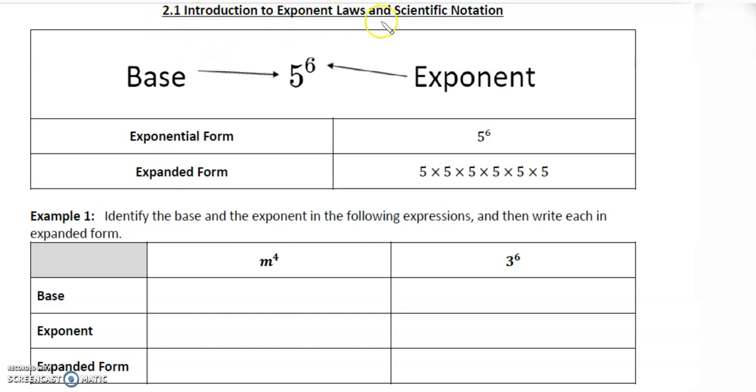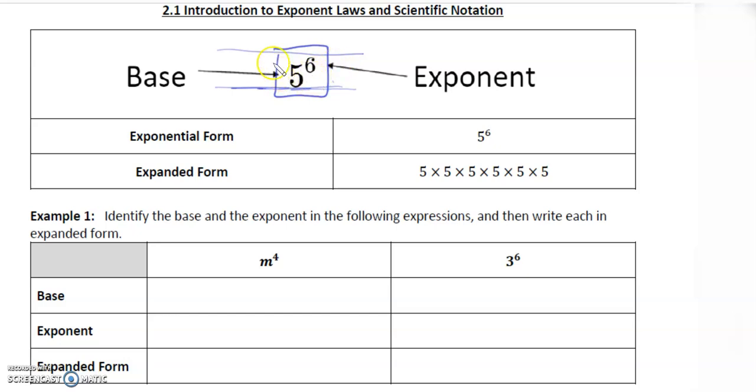2.1 Introduction to Exponent Laws and Scientific Notation. So we're going to cover two different things here. When we see an exponent written like this, and say for example that this is like the lines on your paper, we have a big number and that's going to be called the base. Then we have a superscript smaller number and that's called the exponent.